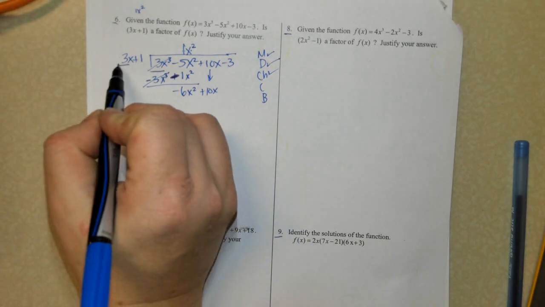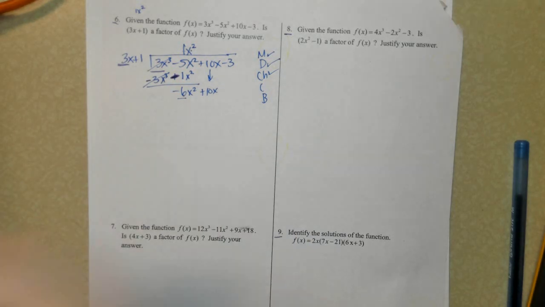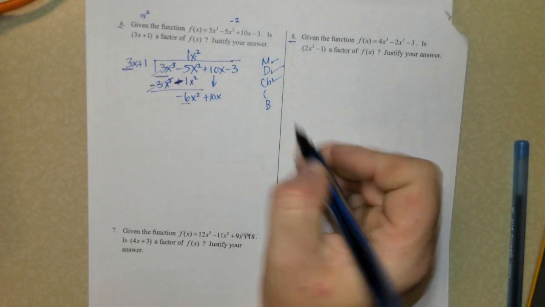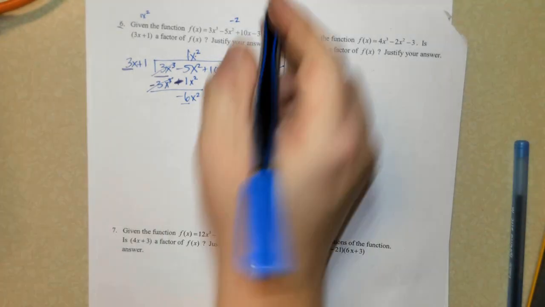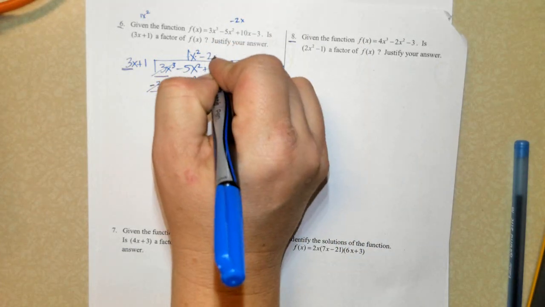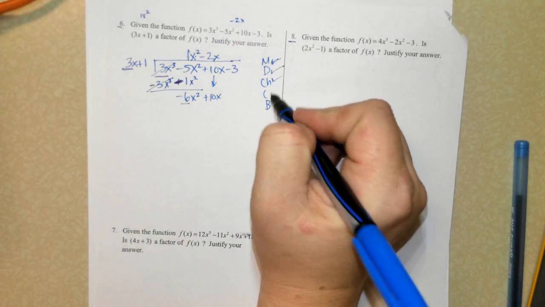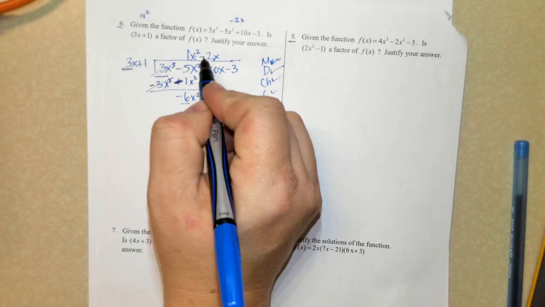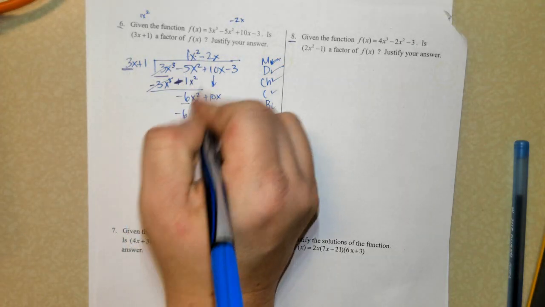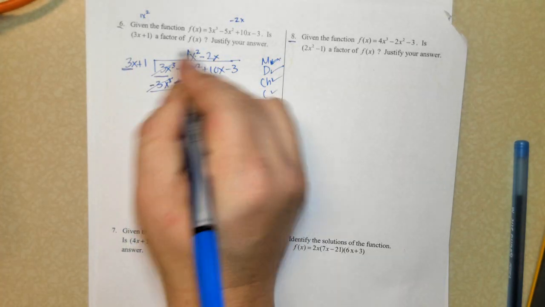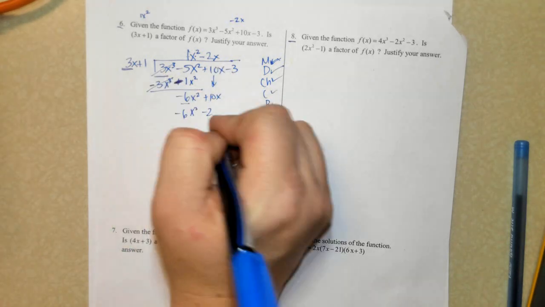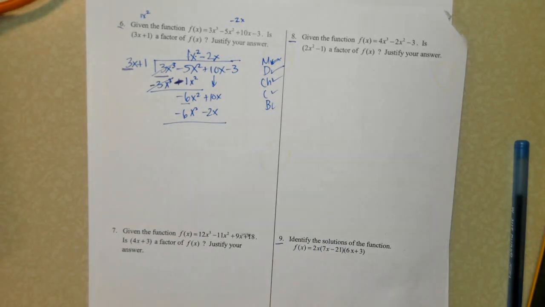Okay, same process again. 3 times what is negative 6? Negative 2. And how many more x's do I need? 1 more x. So negative 2x. Okay, done with multiplying. Now I'm going to go down to distribute. Negative 2 times 3 is negative 6. Total of 2 x's. Negative 2 times 1 is negative 2. Total of 1x.